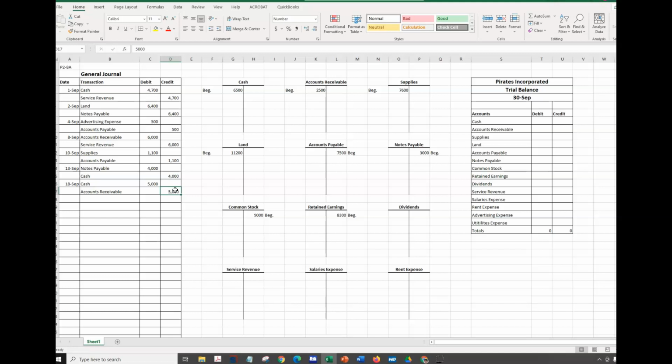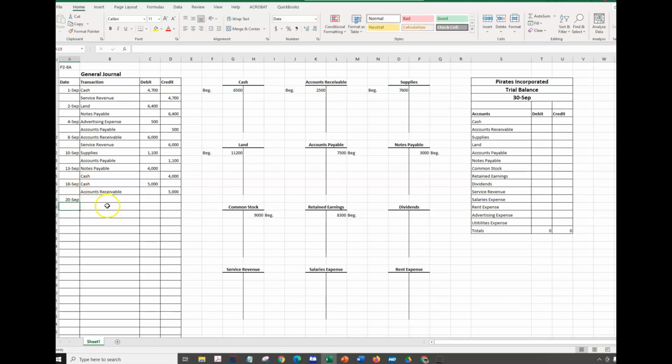So it shows that we owe less. We started out with $6,000. They paid us $5,000, so now they owe us $1,000. But we had a beginning balance, so we need to take that into consideration, and we'll see what happens when we start posting.